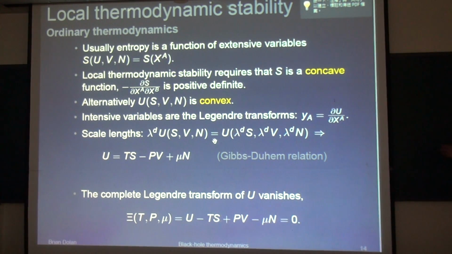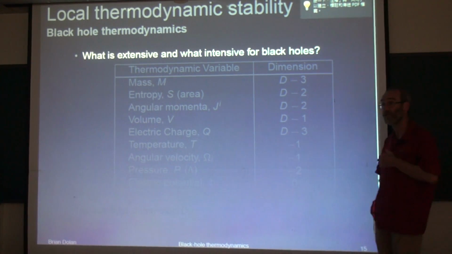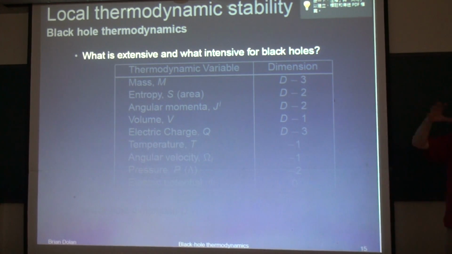Now, for black holes, the scaling doesn't work. What is an extensive or an intensive variable for black holes? It's not obvious. In ordinary thermodynamics, temperature is intensive. You take some mass of gas at constant temperature, break it up into 2 halves, and the temperature doesn't change. So the temperature doesn't depend on the size of the system at all. It's intensive. You cannot break a black hole up into 2 halves and have 2 systems both at the same temperature. It's not possible. So it's not obvious how to define extensive and intensive for a black hole.